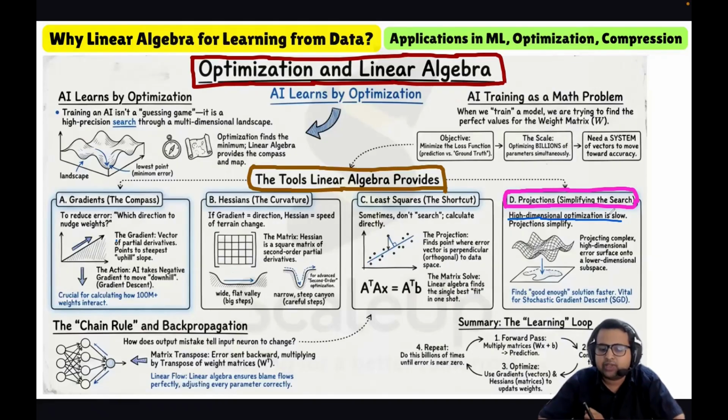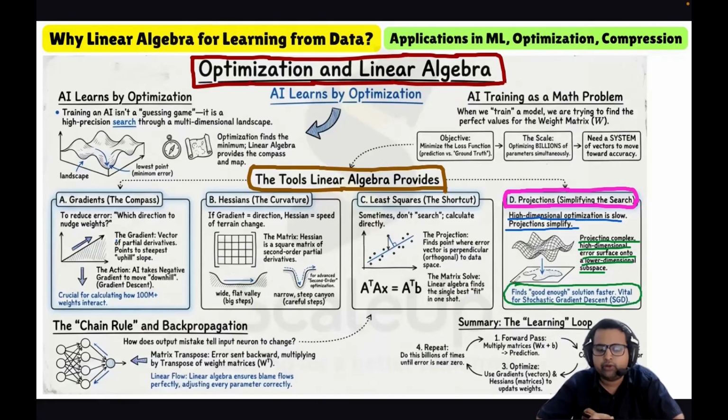Projections allow us to simplify the problem. Let us see how. The idea is that by projecting a complex high dimensional error surface onto a low dimensional subspace, if we can reduce the dimensions, we can find a good enough solution much faster.